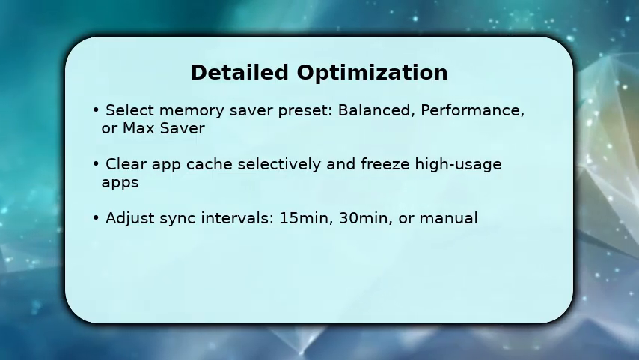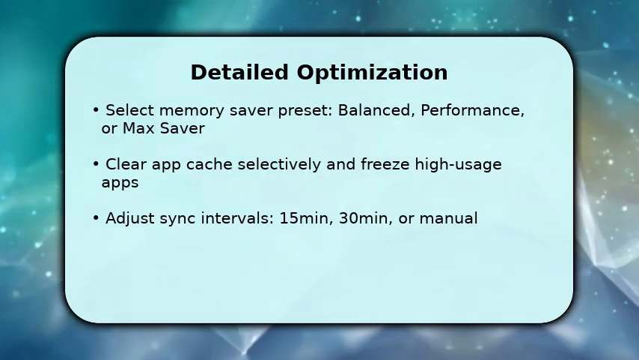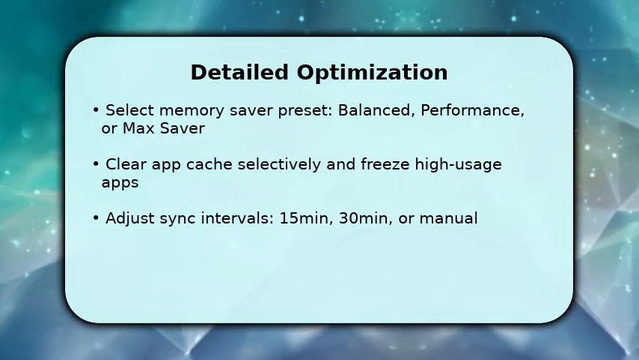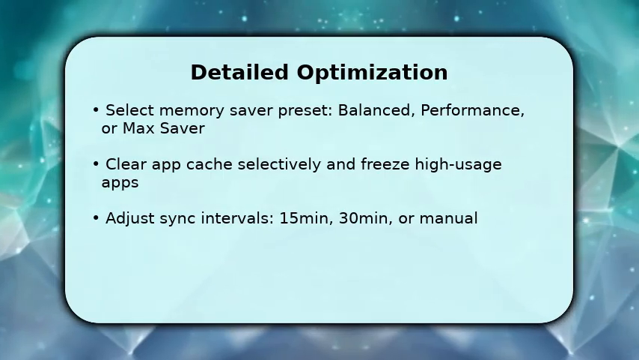Make sure to freeze or restrict background activity for high-usage apps. Adjust sync intervals to 15 or 30 minutes, or set manual sync for email and social apps to cut wake-ups. These steps lower RAM pressure and background CPU work.